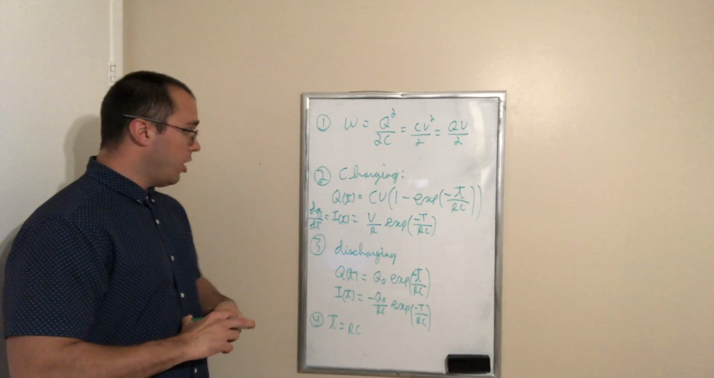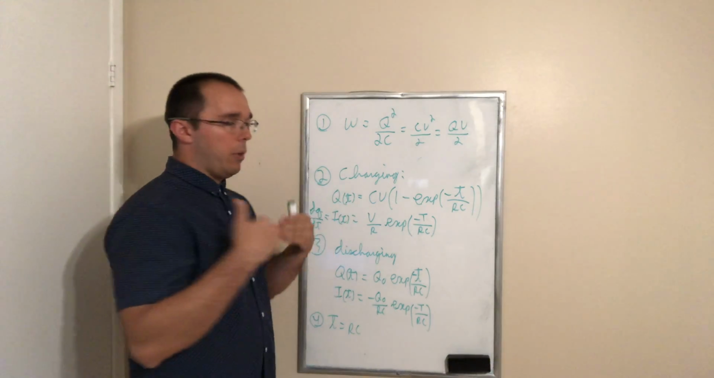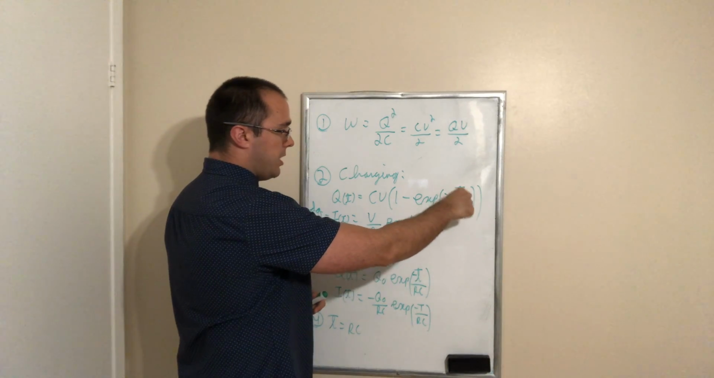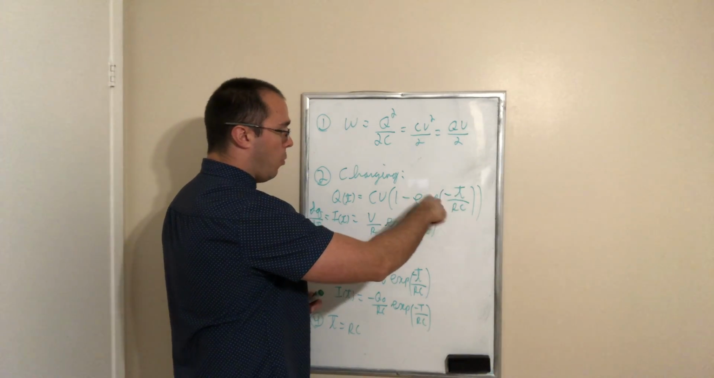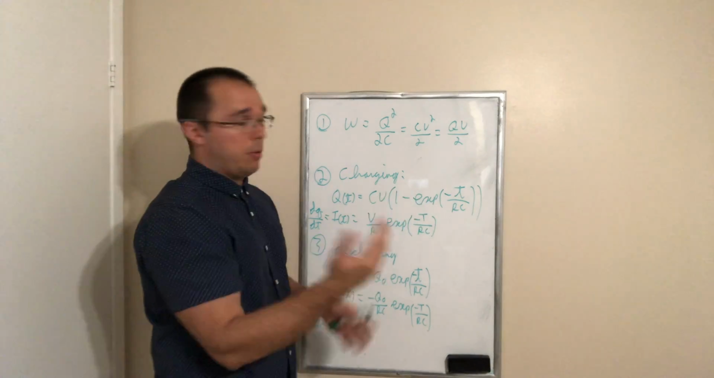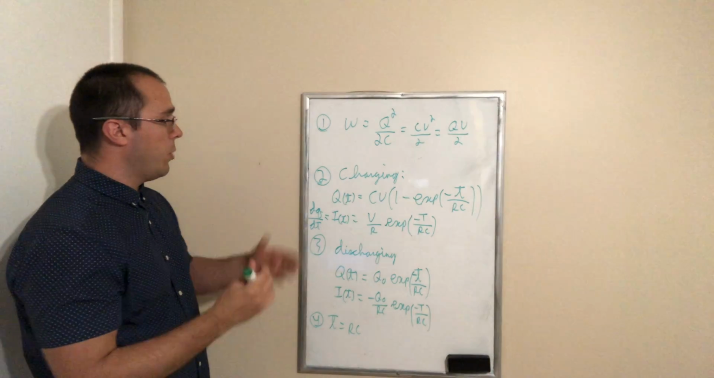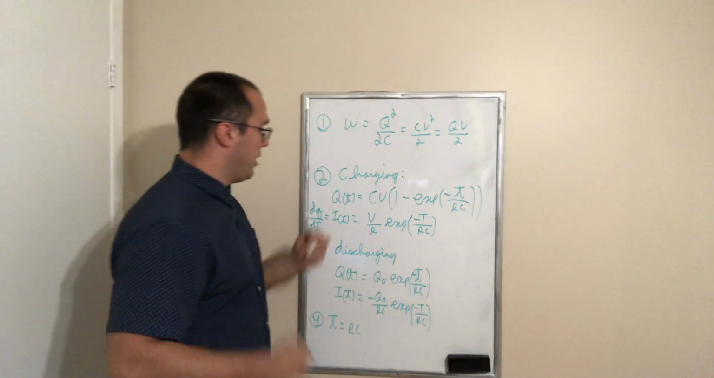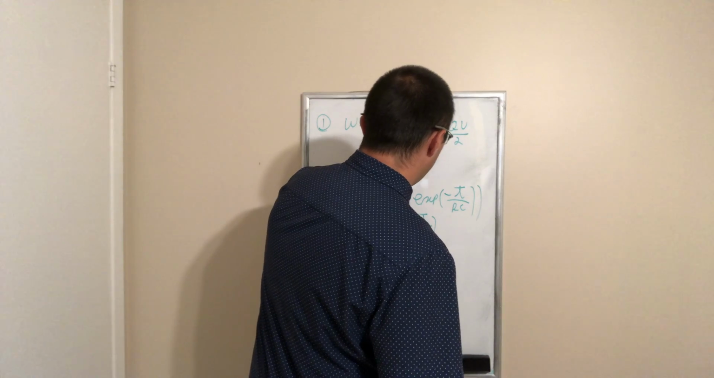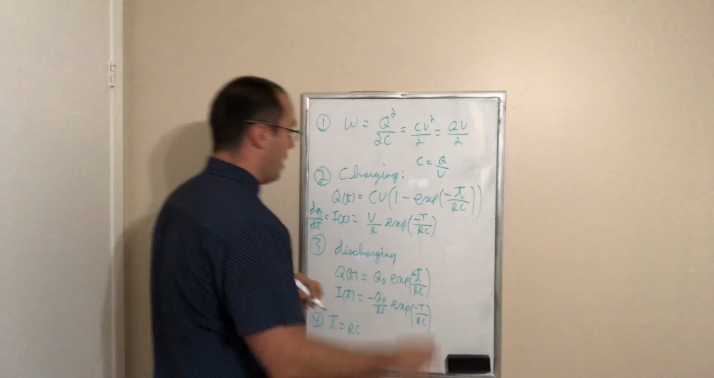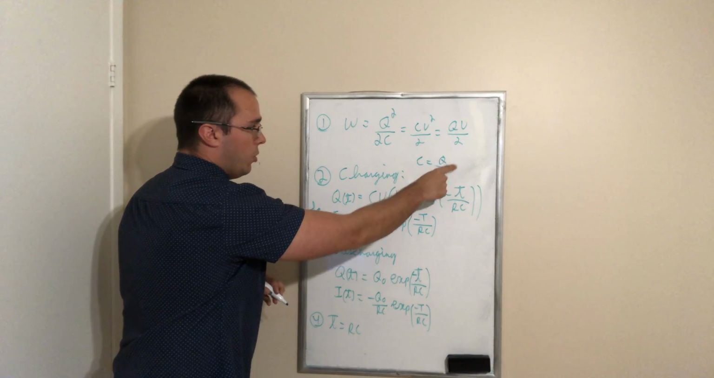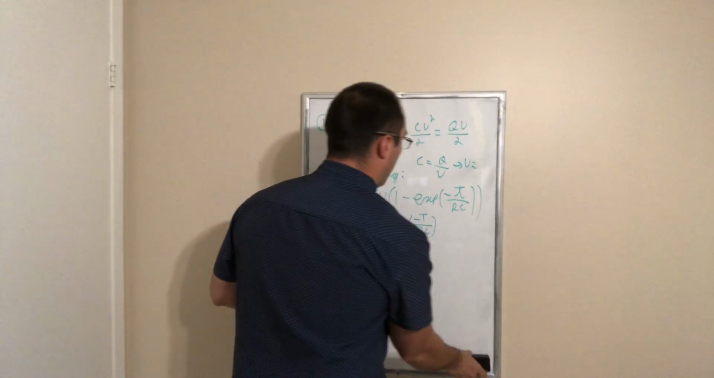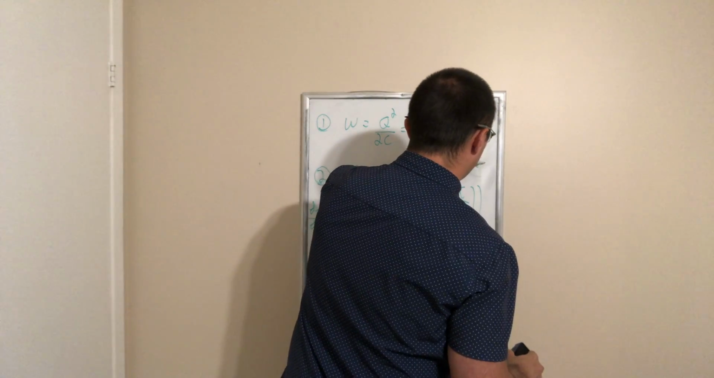All right, so note, when we are charging, we are assuming a charge of 0 at the beginning. At time 0, this term becomes 0. When this term becomes 0, this term becomes 1. 1 minus 1 is 0. 0 multiplied by CV, we get 0. So we are assuming at time 0, we got a charge of 0. Now note again, the capacitance is equal to Q divided by V, which means that Q is equal to CV.